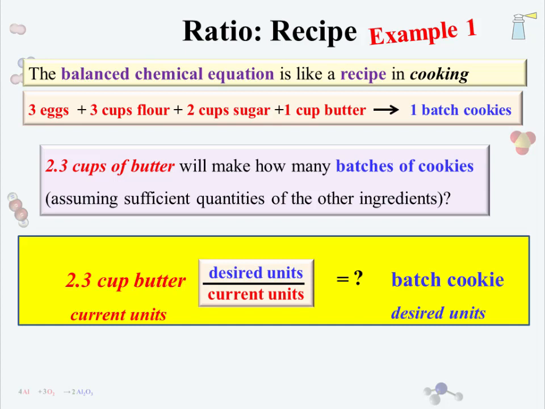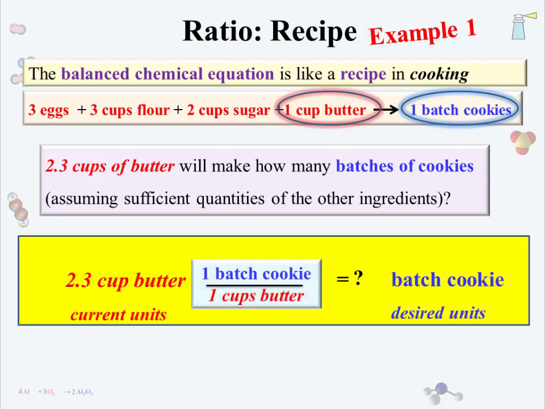To get our conversion factor, we go to the recipe and find the butter. The quantity is 1 cup of butter. We also need the desired units, which is the batch of cookies. Its quantity is 1 batch. Written as a ratio, it is 1 batch of cookies over 1 cup of butter.